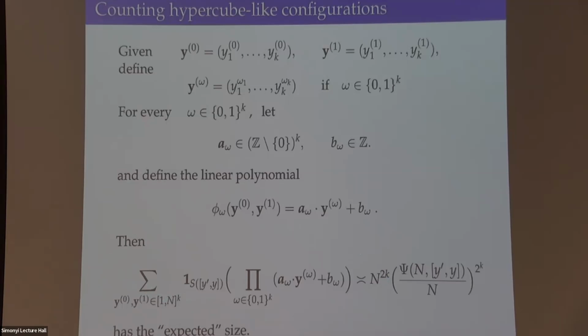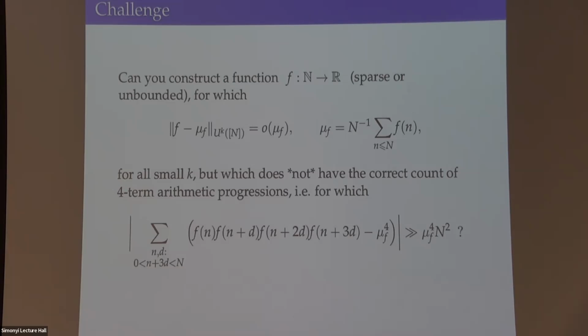And I would like to end with a problem, inspired by the investigation of what you can do so long as you do not have a majorizing function. I would like to ask what a function looks like, if it exists, that has the property that when you centralize it, the U^k norms for all small k are small. Mu_f here is the mean value up to n. So you have small U^k norms, but the count of 4-term arithmetic progressions for this function is not the expected count. I would like to know if such a function exists, and if so, what it looks like.